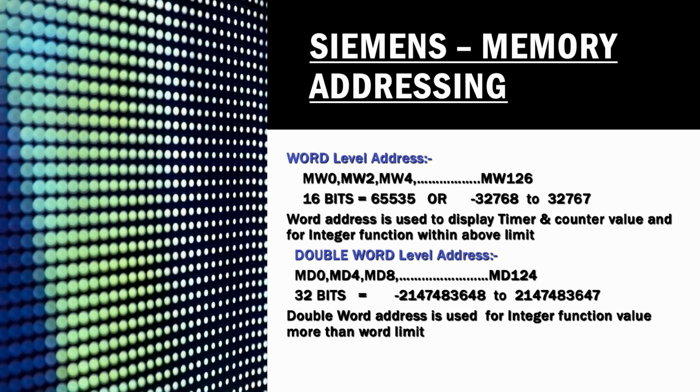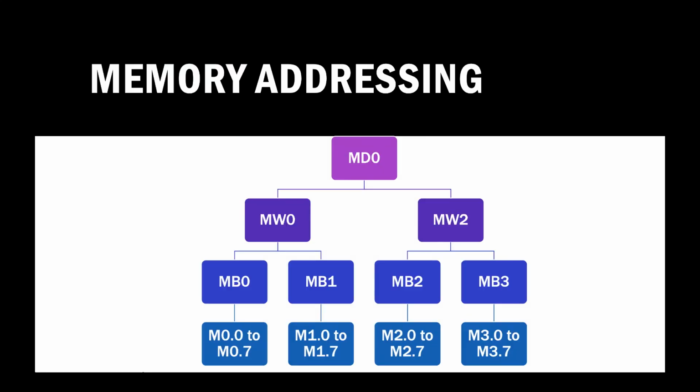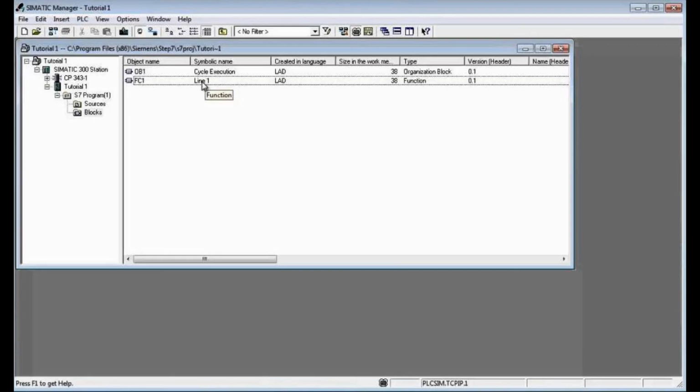Similarly, if you are using word level addressing, 2 bytes equal 1 word, that means 16 bits. For example, if you are using MW0, you should not use MB0 and MB1, that means those 16 bits. Similarly, if you are using a double word, that means 32 bits. If you are using MD0, you should not use MB0, MB1, MB2, MB3, and you cannot use MW0 and MW2. In the next video we will see about configuration, how to configure the PLC CPU, input modules, and output modules with simulation.